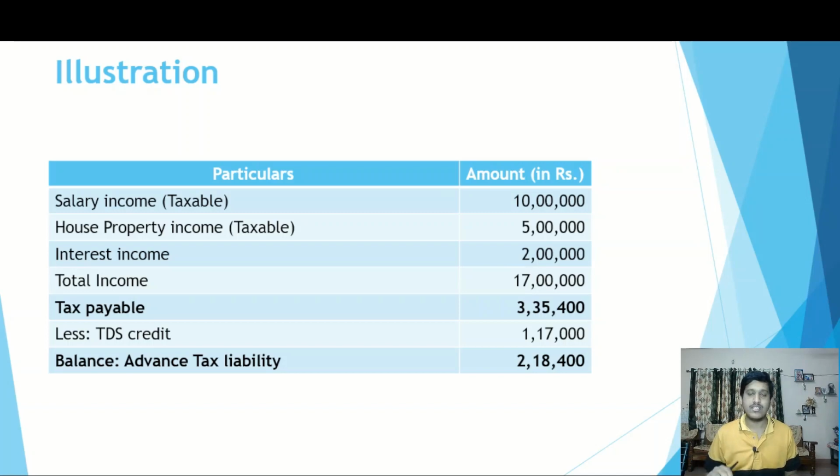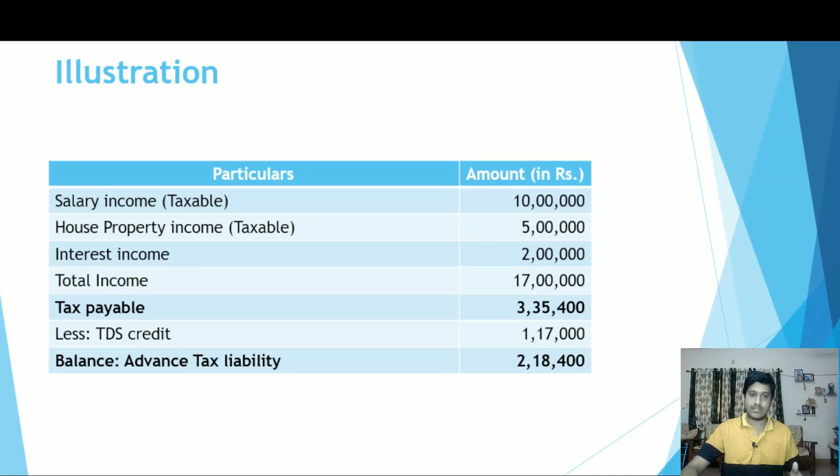And we all are aware that salary income is subjected to tax deduction at source. So the employer will deduct tax at source from your salary, which comes to 1,17,000 on 10 lakh rupees income. So the balance tax that you will have to voluntarily pay to the government is called advance tax liability, which comes to 2,18,400 rupees. So this 2,18,400 rupees needs to be discharged in 4 installments.